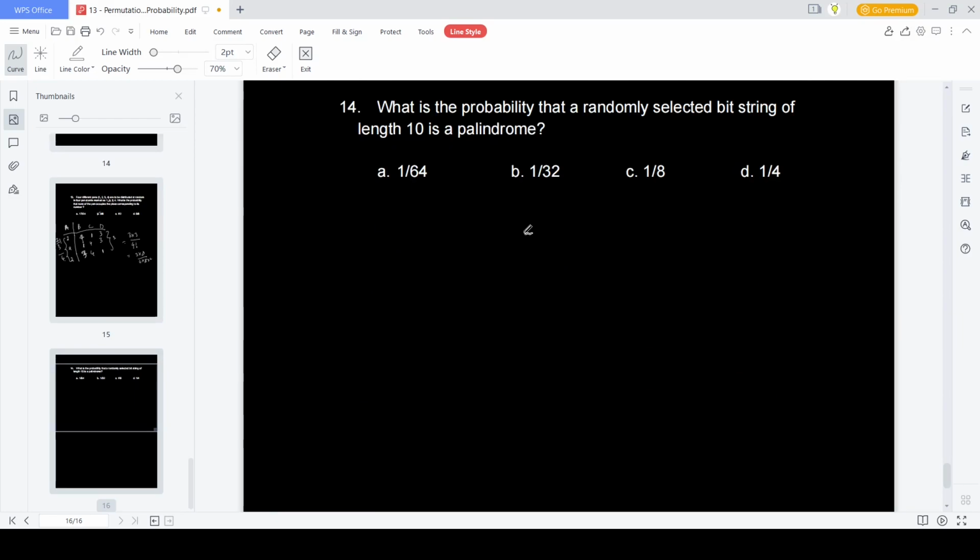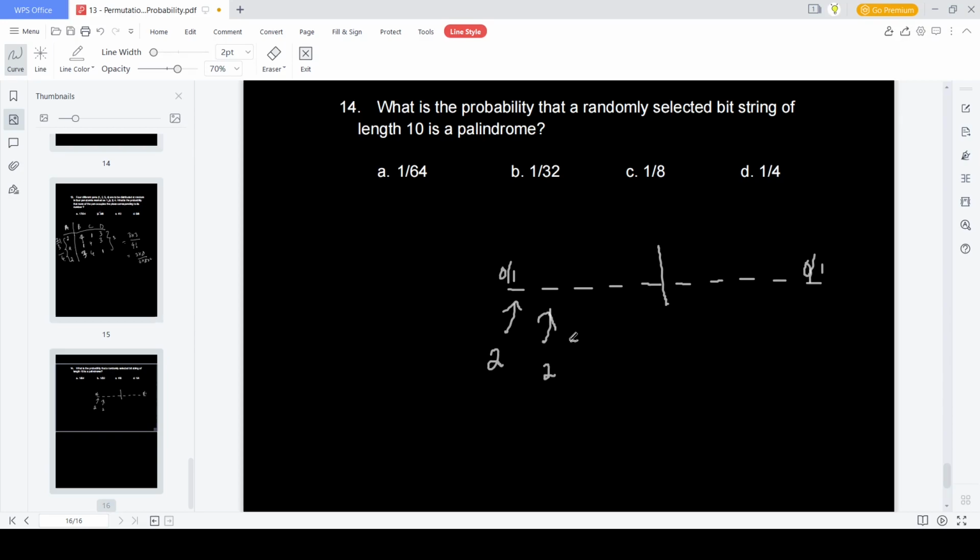What is the probability that a randomly selected bit string of length 10 is a palindrome? Okay, randomly selected bit string. For a string to be a palindrome, first I will have the positions 1 2 3 4 5 6 7 8 9 10. Okay, 1 2 3 4 5, I will have a mirror. Whatever I fix over here has to reflect on the other side. So I don't need to worry about anything on the right hand side, so I will only worry about this side. So I have two options here, either a 0 or a 1. Whatever I fix here will be reflected over here to make a palindrome.